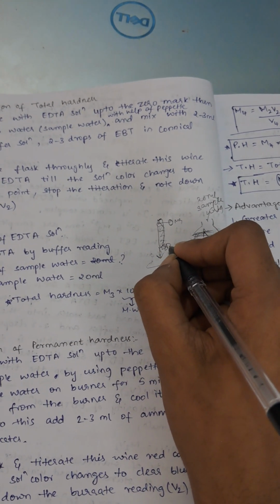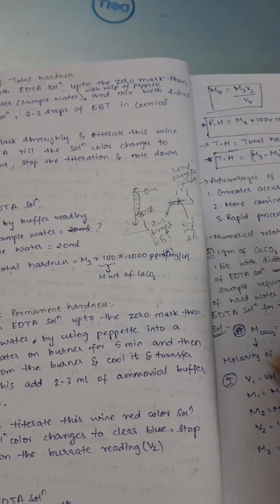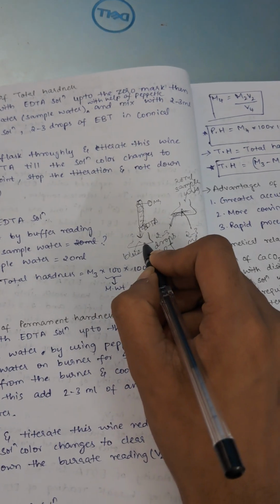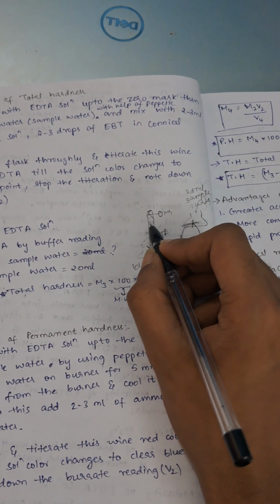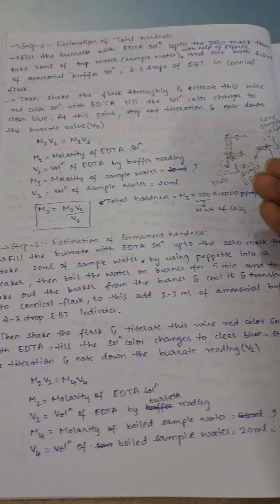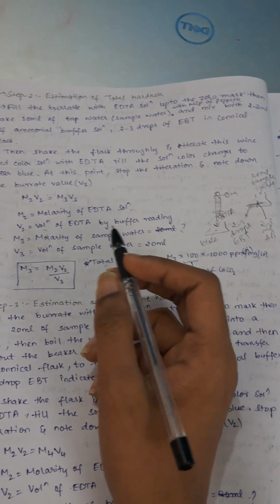Titrate with EDTA, means add EDTA into the solution until this wine red color changes to blue. When the solution changes to blue in color, stop the titration. Note down the reading of the burette, which is the volume of the EDTA which you have used. So V2 is the volume of EDTA by burette reading. You can find it out by burette reading.